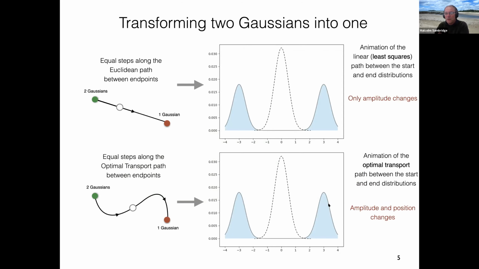The blue will move both horizontally and vertically. So the optimal transport path between the two actually joins the two Gaussians together. They will flow, the left one will move to the right and the right one will move to the left, and they'll merge and increase in amplitude. That's the effect. The starting point and the end point are the same, but the path is different.